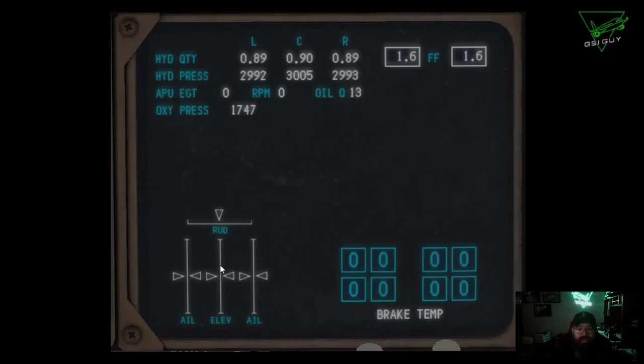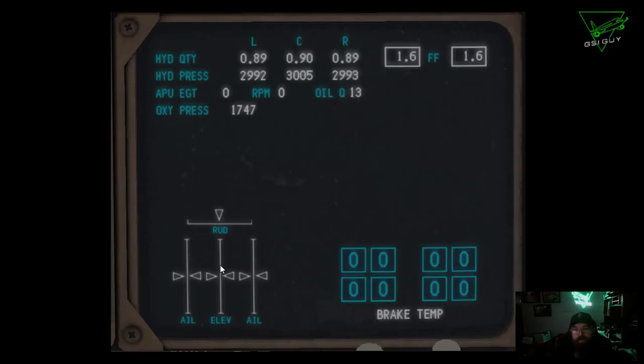So just realize that just because you see it on my screen doesn't necessarily mean you'll have it in your aircraft. What I know you will have is the hydraulic quantity and the APU. I believe the APU EGT is on all of them, but not the RPM. I'd have to look at it again. But then the oxygen pressure, you're also going to have listed here as well. So under the hydraulic quantity, this is normal, right? Now realize that 1.0 is 100% full.